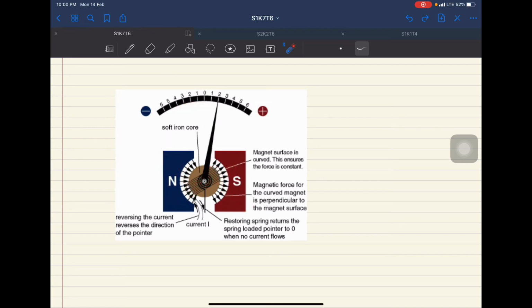Okay, obviously this one is the opposite lah. So if you reverse the current, then you have something like that. Okay, I think you can imagine how it works.